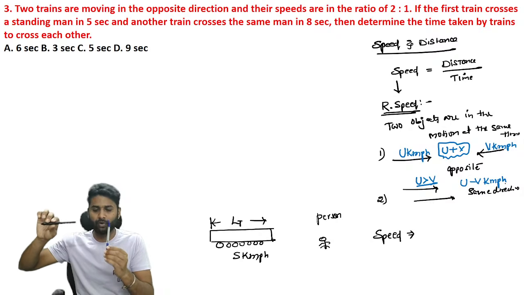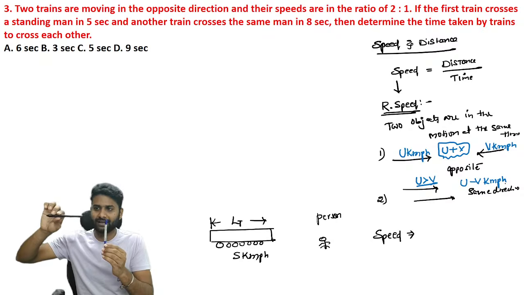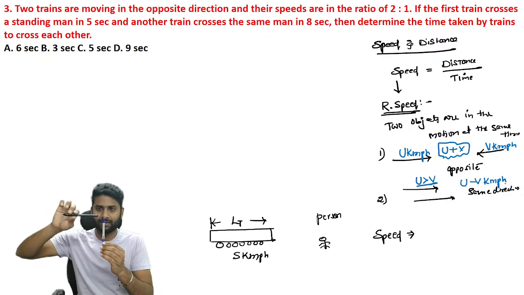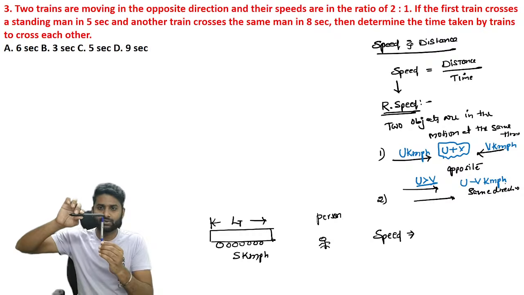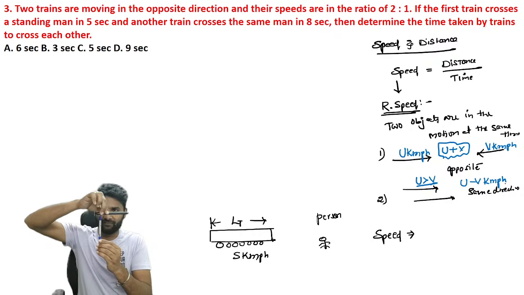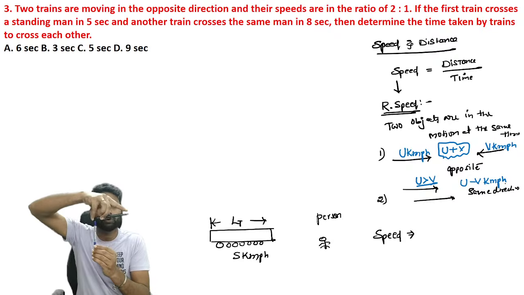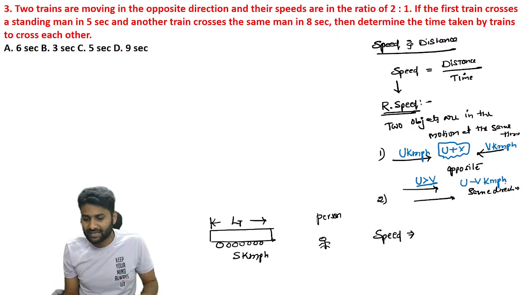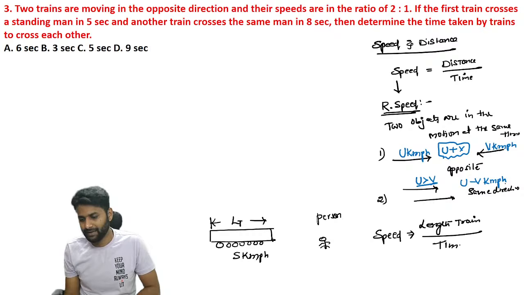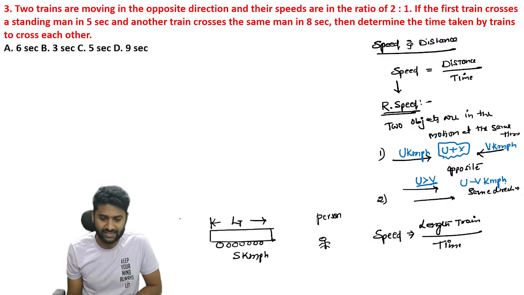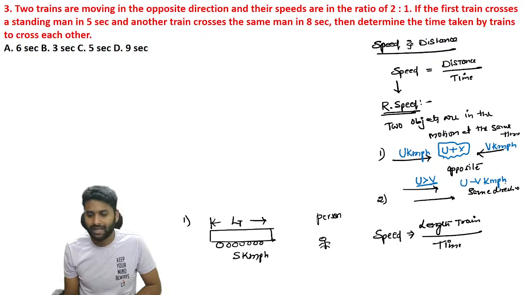Let us assume we want to know how much time it takes. If the train is running in this direction, time starts at 0 seconds, 1 second, 2 seconds, 3, 4, 5, 10 seconds, for example. In these 10 seconds, the distance covered by this train is exactly equal to the length of the train. That's why speed is the length of the train divided by the time taken to cross that person. This is the first case, guys.